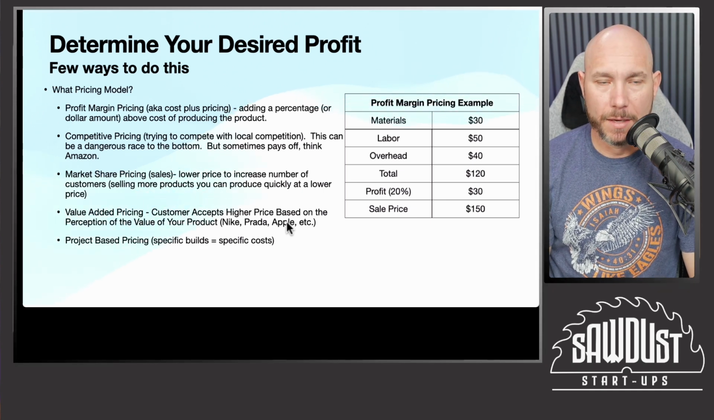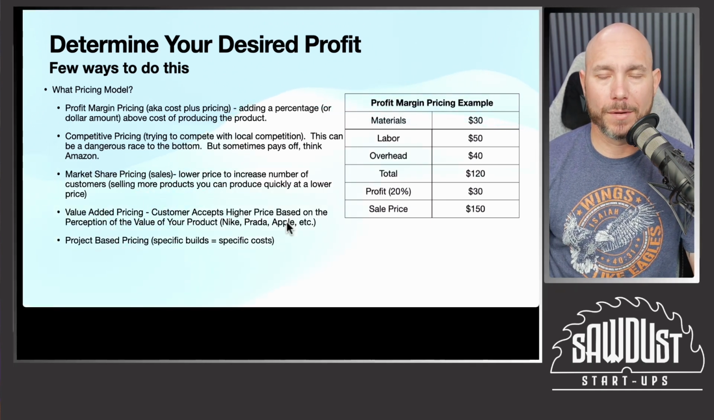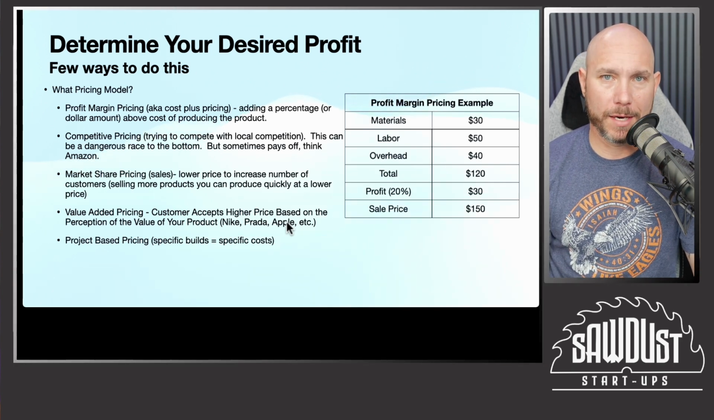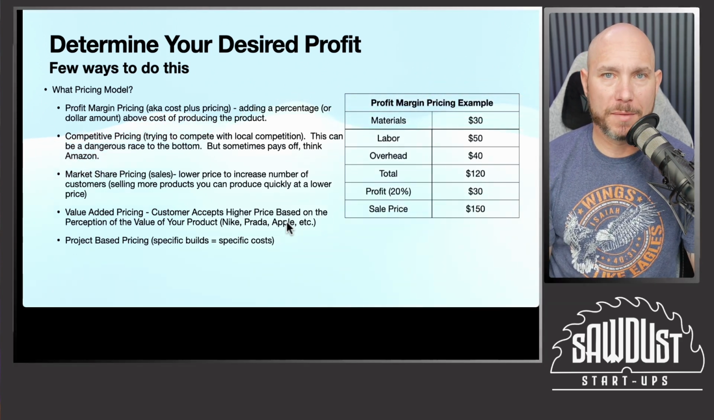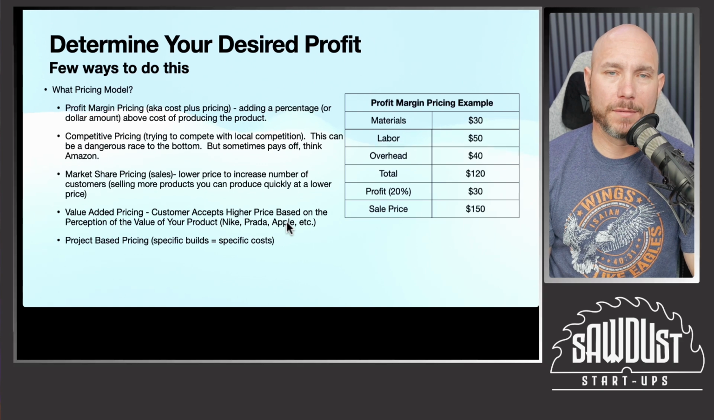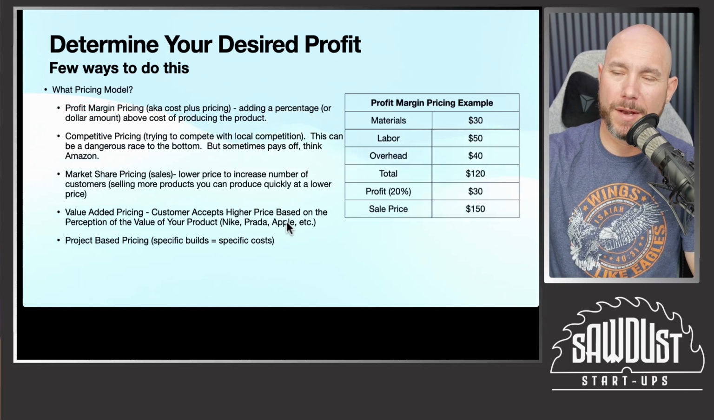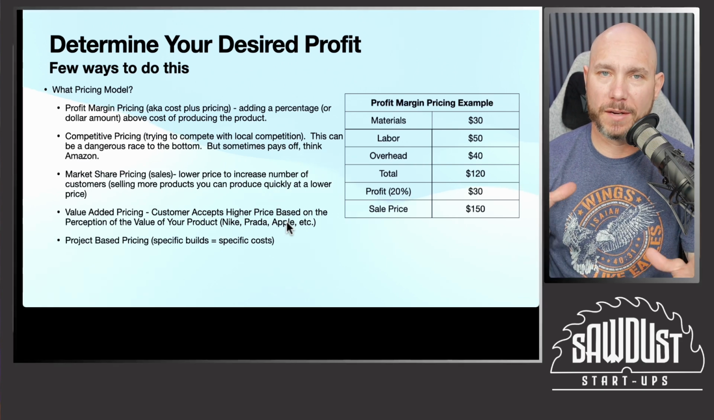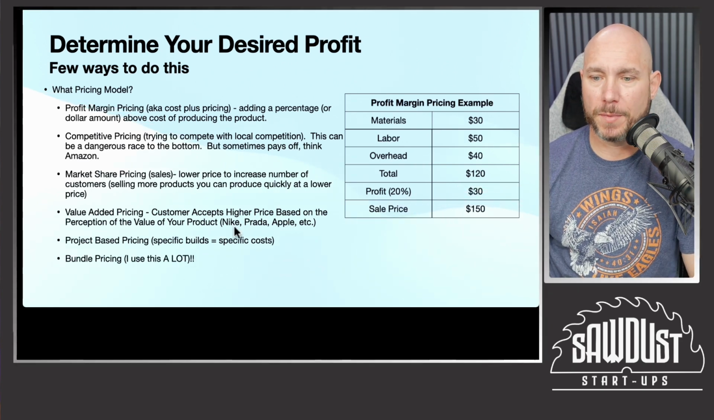I did this a lot. Somebody would ask me to quote them for an end table. That end table, I already knew how much I had in it because I'd built it before. And so I already knew there's really no marking this stuff down, where I wanted 20% profit, and I knew the overhead. I just give them a set price based on my experience.